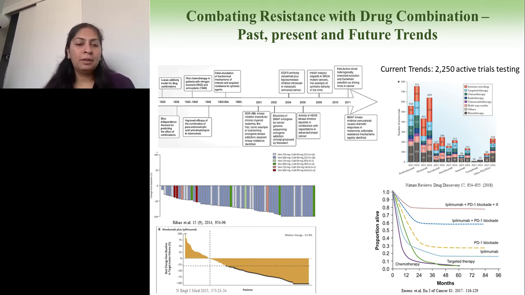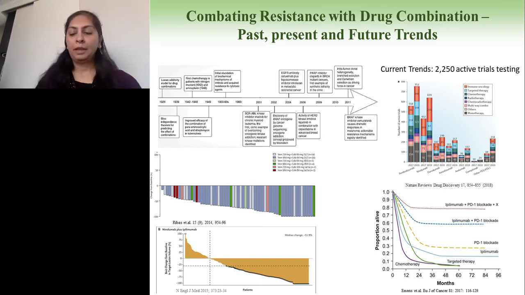So why do we do this? The reason is that we can enhance the efficacy of the drug, and hence it can have a patient survival benefit, as well as it can increase the profitability of the pharmaceutical industry. And hence there is a lot of investment by pharmaceutical companies to discover these combinations and study the resistance mechanisms.